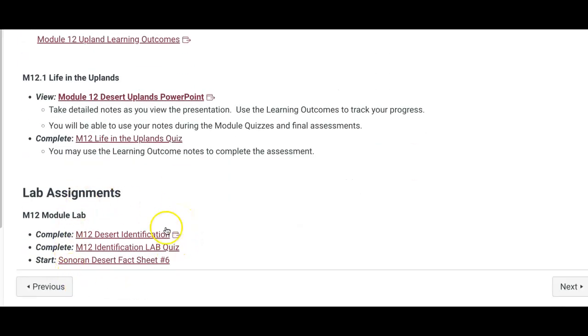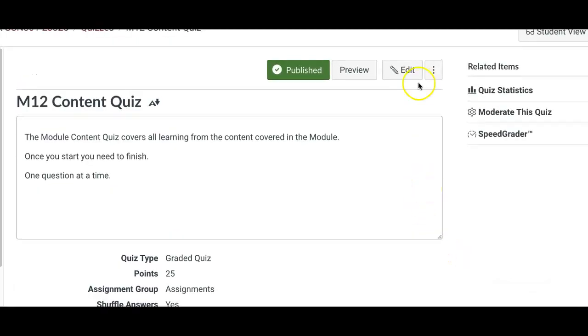And then you have your 3 lab assignments. You're going to complete your desert identification, you're going to complete your identification lab quiz for Module 12, and then you're going to start on your Sonoran Desert fact sheet number 6. So let's go ahead and get into some of the course materials.